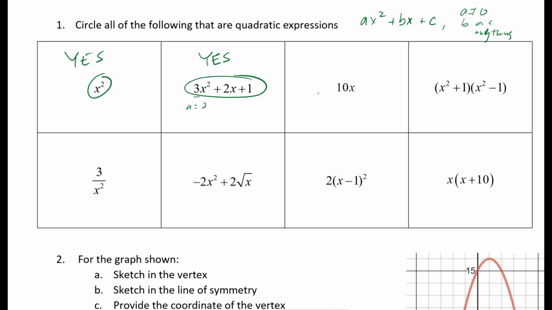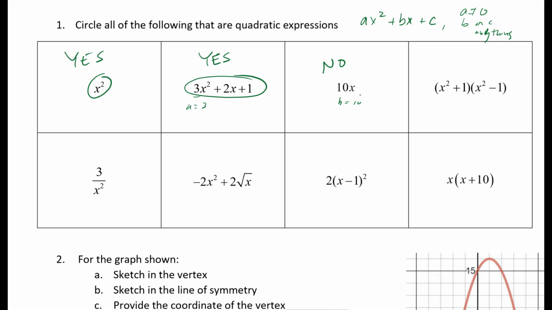Here, it looks like it could be quadratic because it does have b equals 10. But the problem is that we can't have the x squared term missing. This would just be considered linear. So this is going to be no.